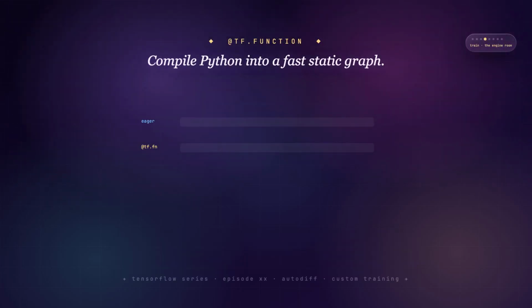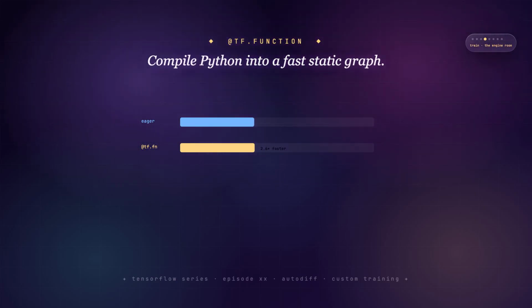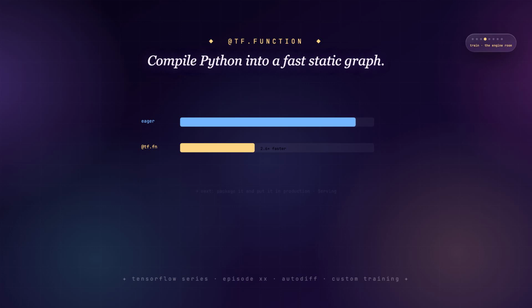One catch, a handwritten Python loop is slow, so you wrap it in a tf.function and TensorFlow traces it once into a static graph, then runs that graph at C++ speed for every step after. Same code, often 2 to 3 times faster. The science is settled, the gradients are exact, and the loop is fast. Next, we package the model up and ship it.